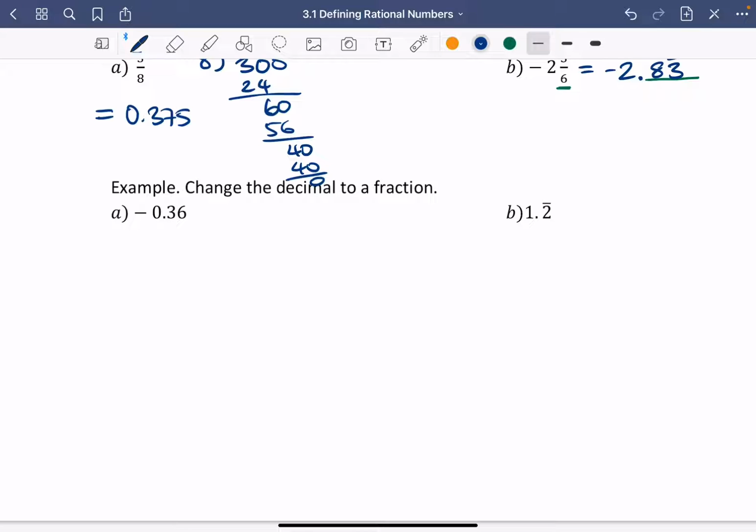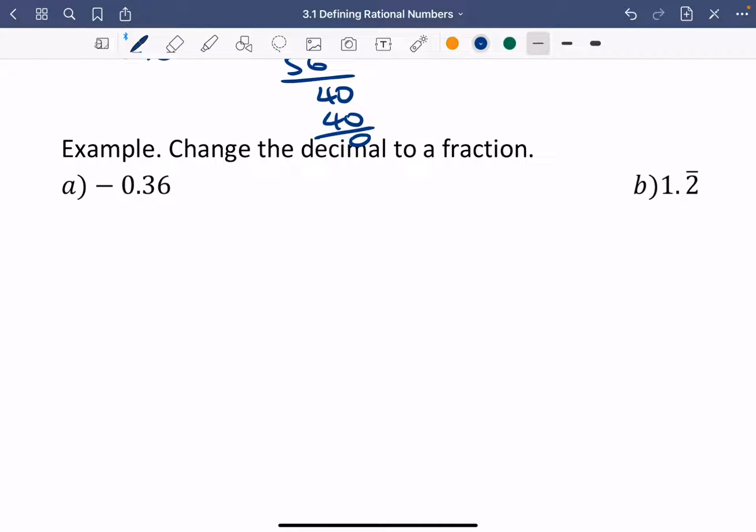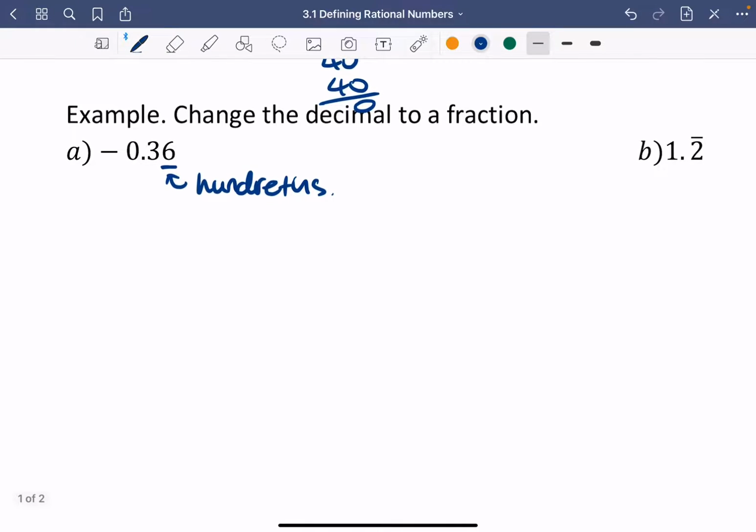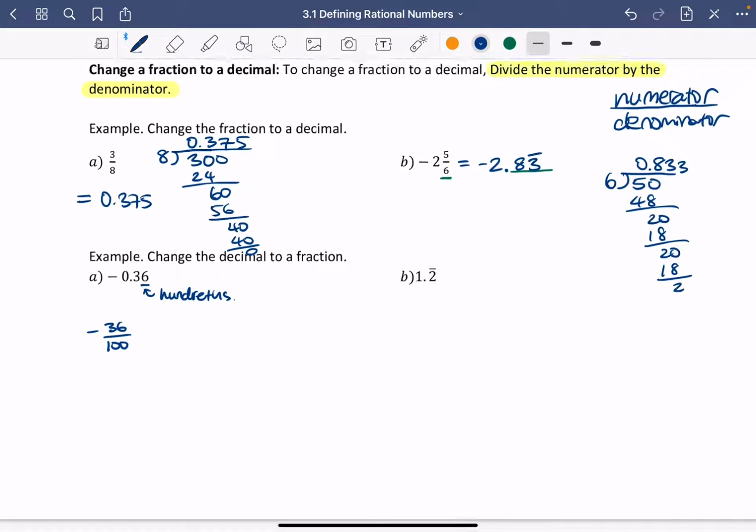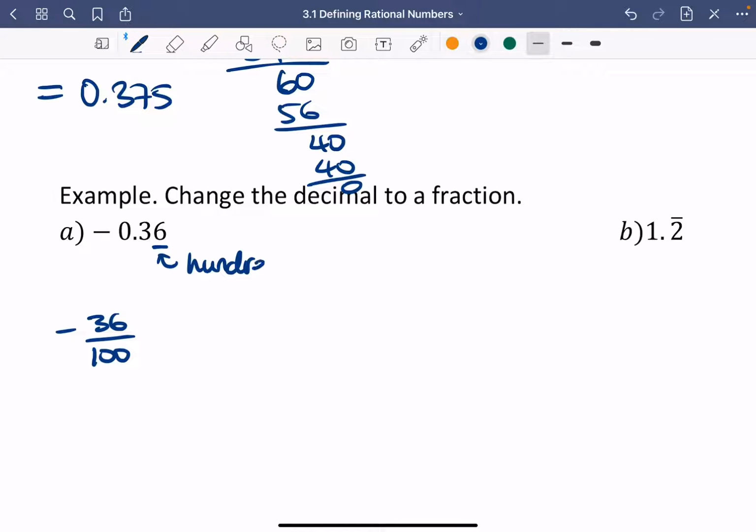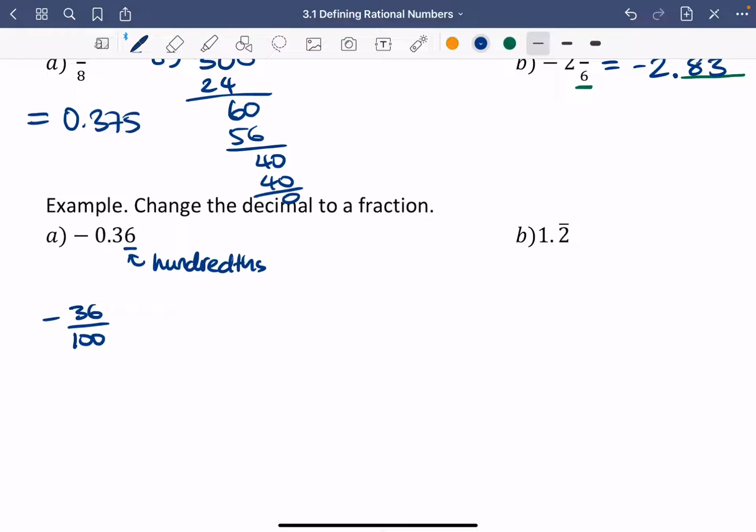Okay, next example is to change from decimal to a fraction. And to change from a decimal to a fraction, if it's a terminating or a stopping decimal, you're going to look at the last place value. So this one, last place value. And you can see that this place value is the hundredth. Hundredth, which means it's going to be the number over 100. So that would be the number over 100.